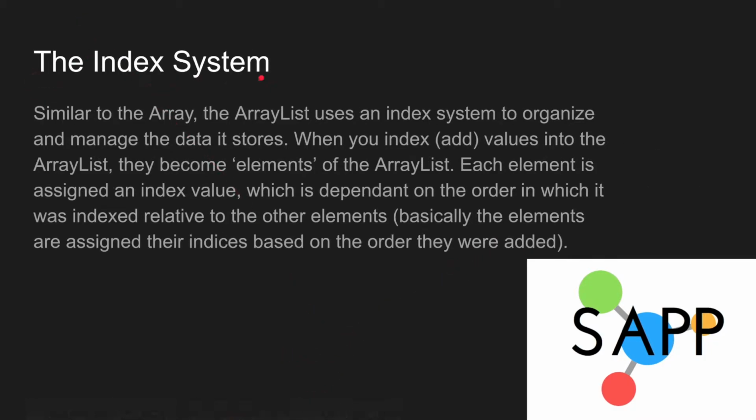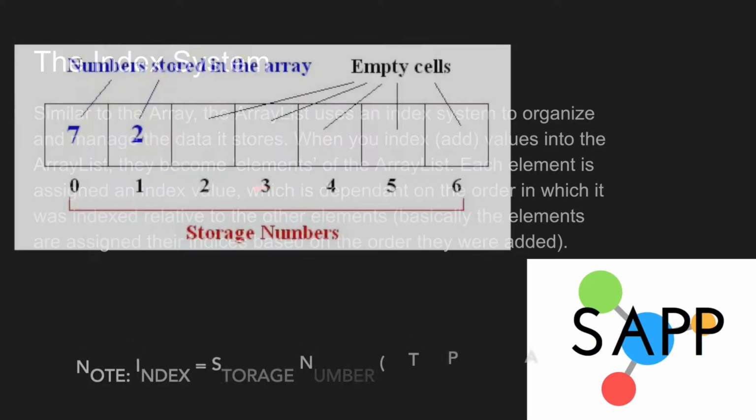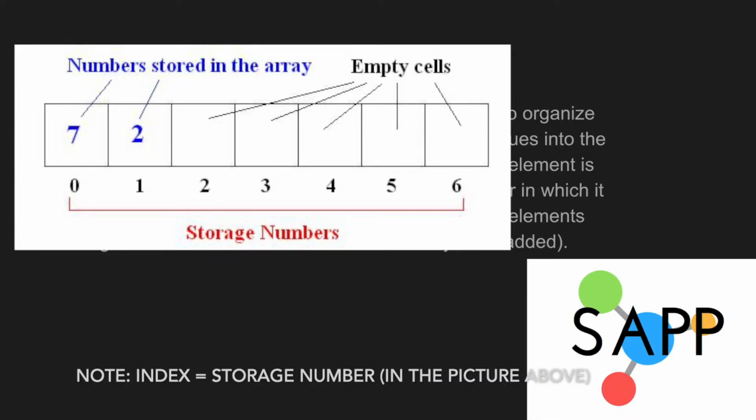So the indexing system, what is it? If you've learned about arrays before, which you probably should have, then you'll be happy to know that the ArrayList follows the same system, using indexes to organize and manage its data. So when you add some kind of value into the ArrayList, it becomes known as an element. And then these elements are assigned an index value in the order in which they were added.